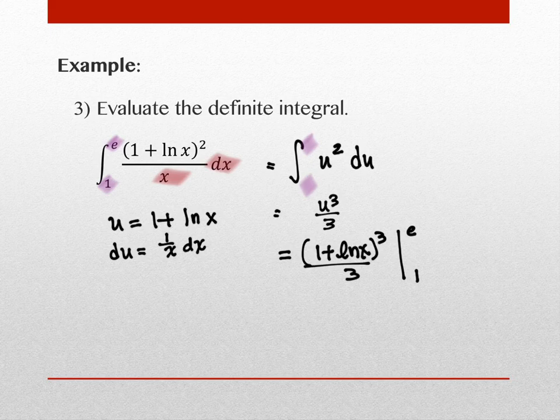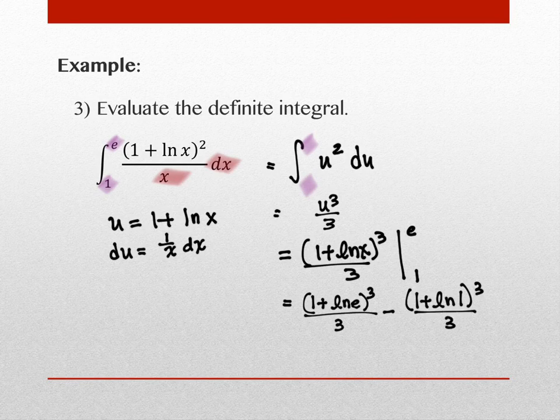Okay, so the numbers e and 1 are in the steps that have x in them, and they're not in the steps that have u in them on purpose. Now we're going to evaluate at e, and from that we're going to subtract the evaluation at 1. So I have (1 plus the natural log of e) cubed over 3 minus (1 plus the natural log of 1) cubed over 3. Correct? Okay, that's the fundamental theorem of calculus.